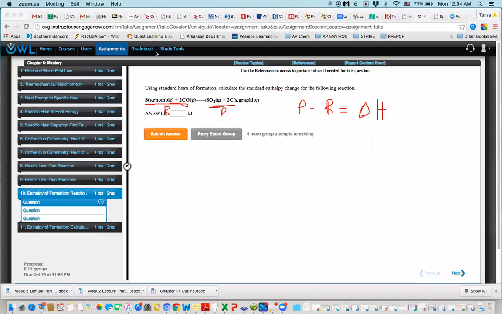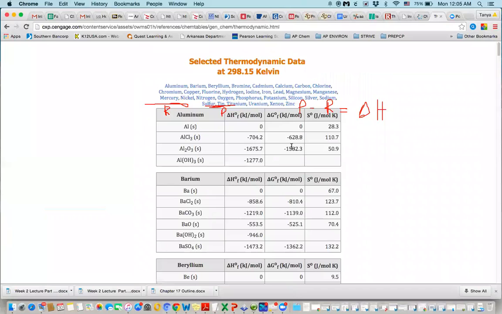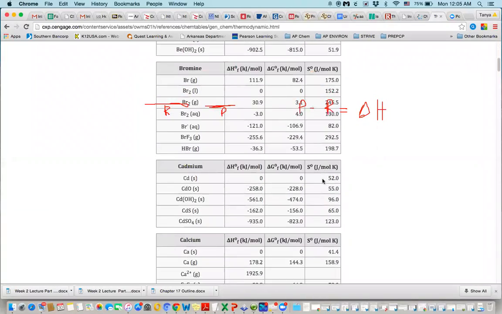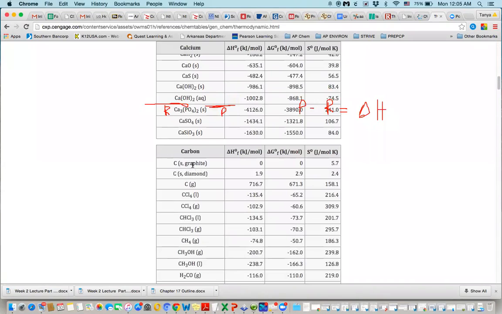Where are you going to get that? Well, if you have a book, that's great. Or you go to your reference table here and pull up thermodynamic data. You want delta H. Now, we were looking for sulfur and carbon, so I want to show you those two real quick. Carbon in the graphite form, notice its delta H is 0 because that is the standard state for carbon.